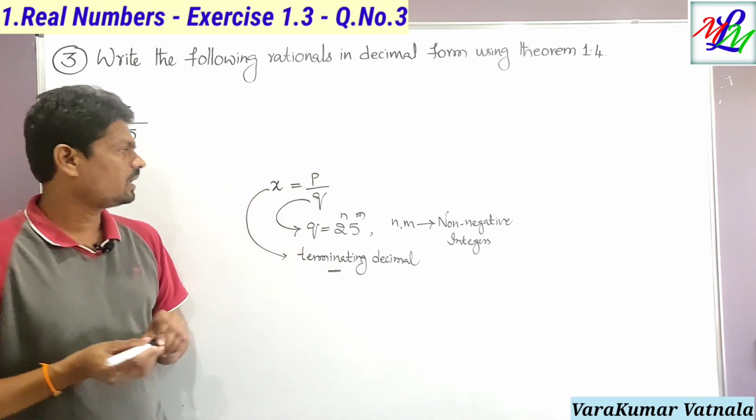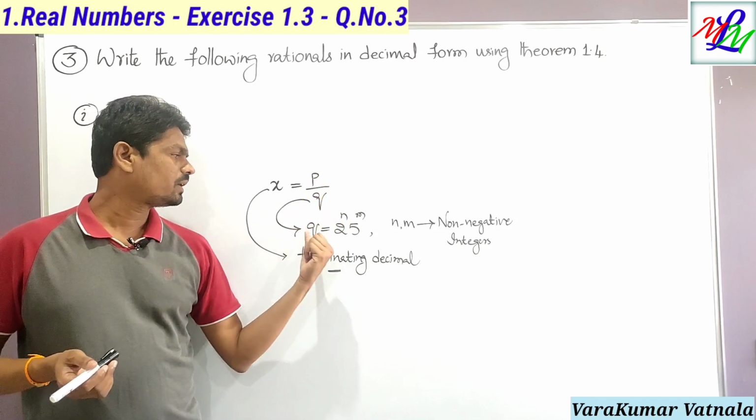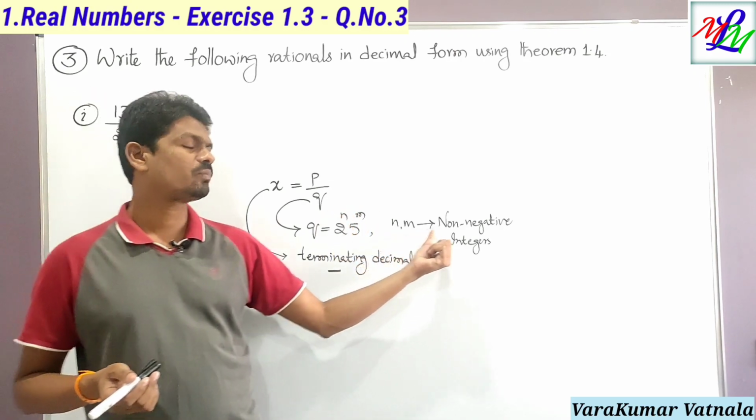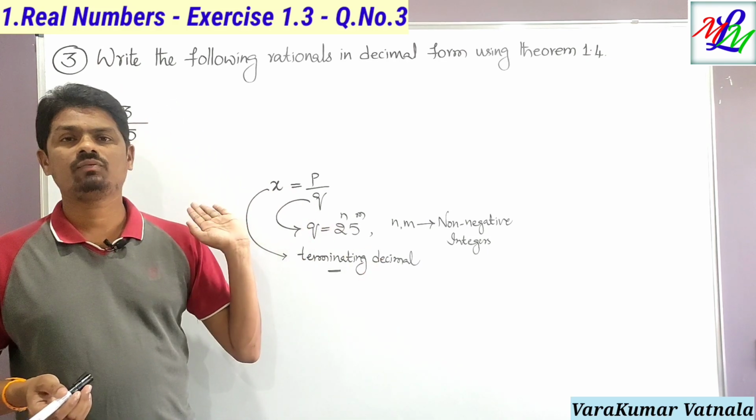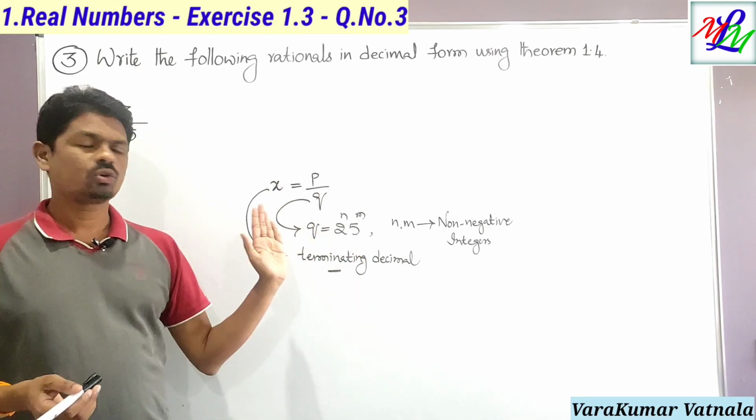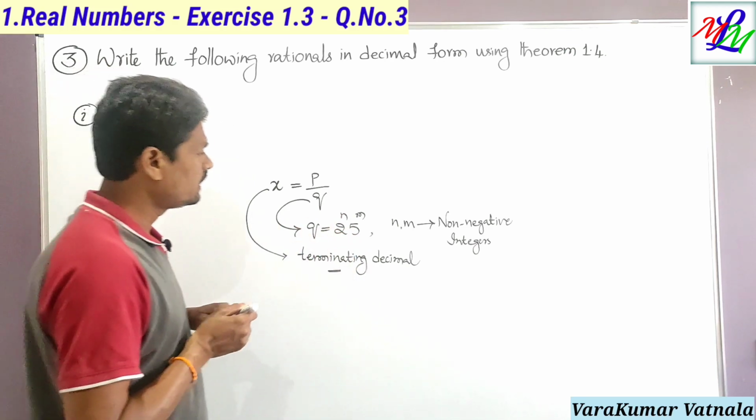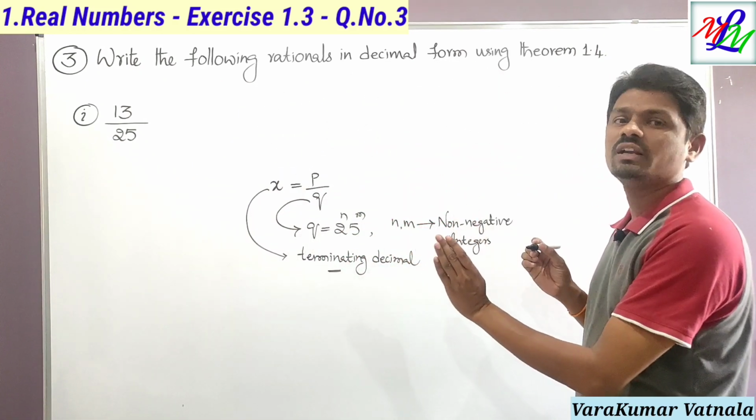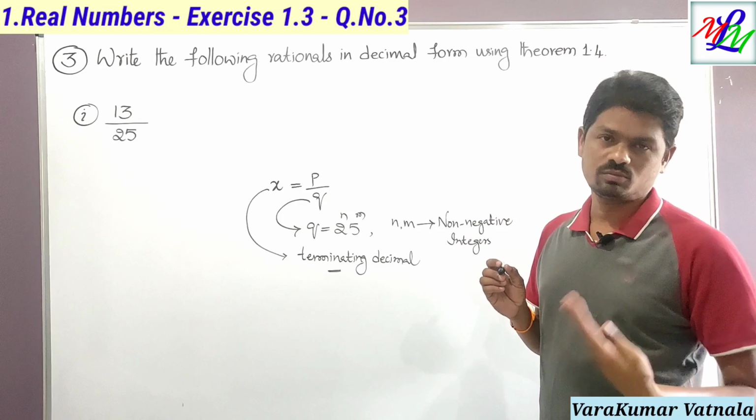Once again, let x be a rational number in the form p by q. If the prime factorization of q is in the form 2 to the power n into 5 to the power m, where n, m are non-negative integers, then x has a terminating decimal. So this is theorem 1.4. How can we write the given rational number in decimal form using this theorem? If the prime factors of q are 2 to the power n into 5 to the power m, it is nothing but having multiples of 10 in the denominator of the given rational number.